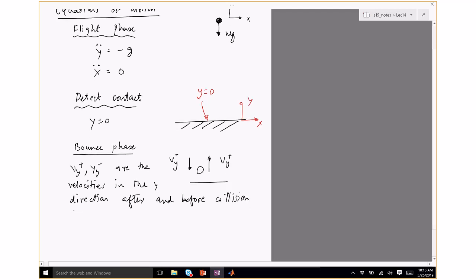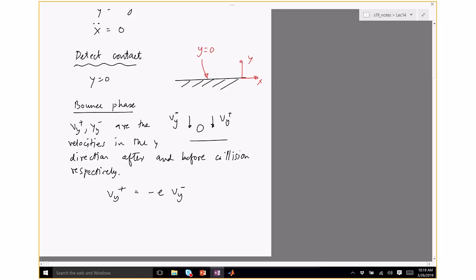So the model is: the velocity in the y direction after collision is negative e times the velocity in the y direction before collision. I should really put an arrow on it because we do not know the direction of the velocity in the y direction, but it's going to be the negative of that. So if we start off with a negative y velocity, which is downwards, and apply this equation, we get a positive velocity, which is upwards. e is a constant called the coefficient of restitution.